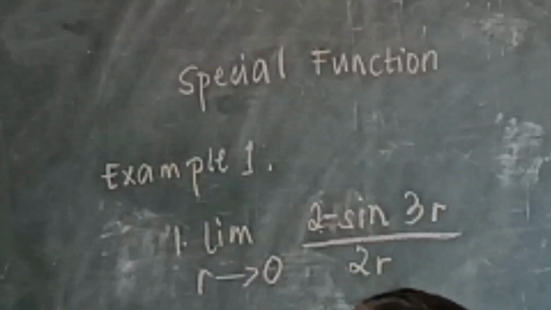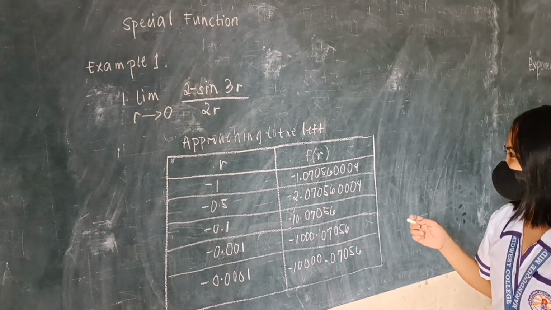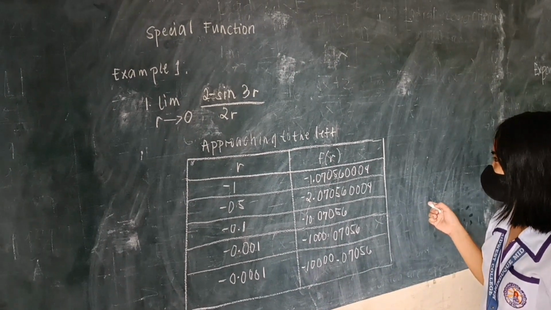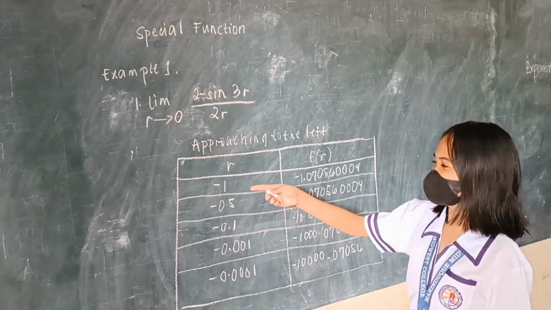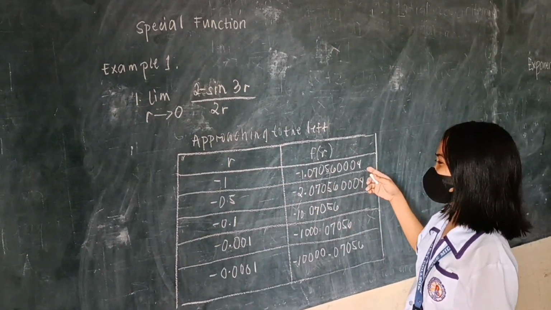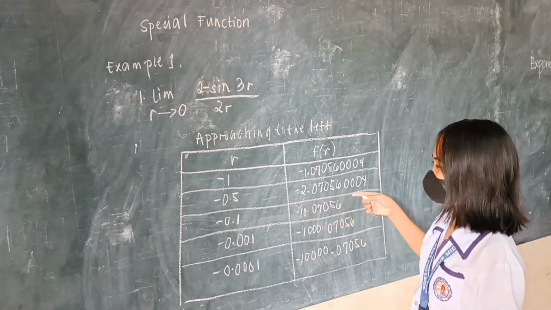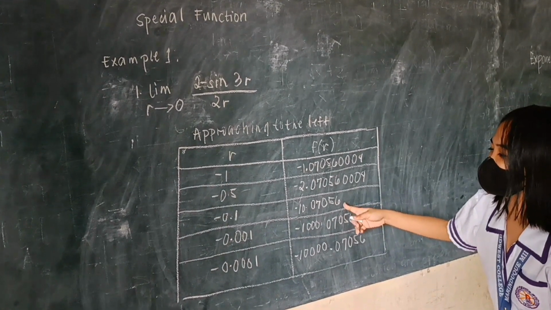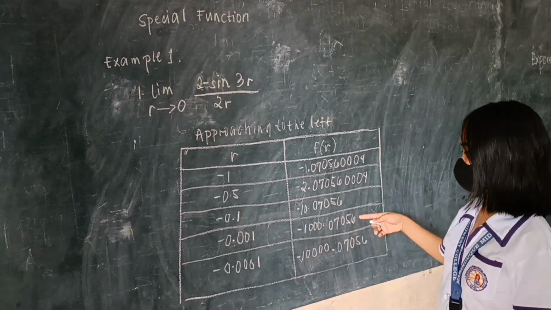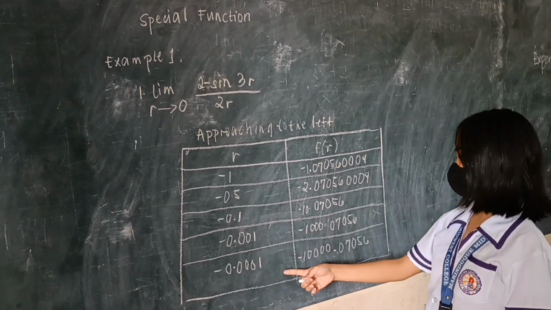Special function. For example number 1, the limit function as r approaches 0 of 2 minus sine 3r over 2r. Approaching to the left, r is negative 1, negative 0.5, negative 0.1, negative 0.001, negative 0.0001. For the f of r, we have negative 1, negative 2, negative 10, negative 1,000, and negative 10,000.